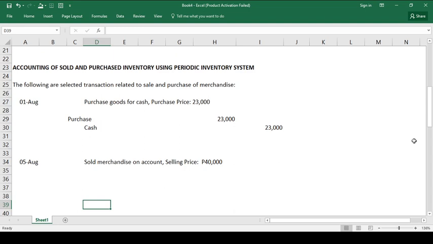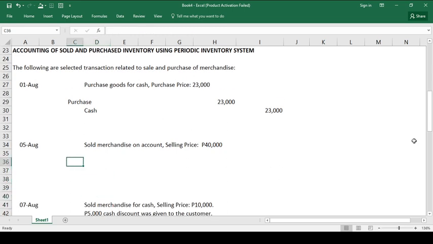On August 5, we sold merchandise on account. And the selling price is 40,000. Because this is a sale transaction, take note, the account title that we are going to use if there is a sale of merchandise, inventory, or goods is the sales account. However, take note the value received here is the accounts receivable because ibinenta po natin yan on account.